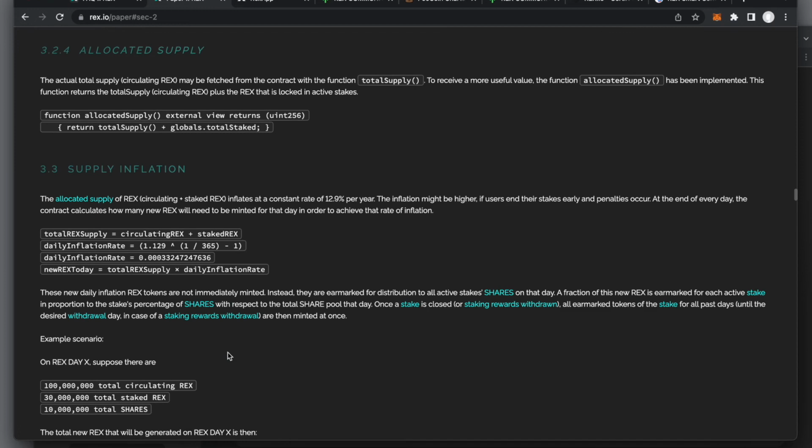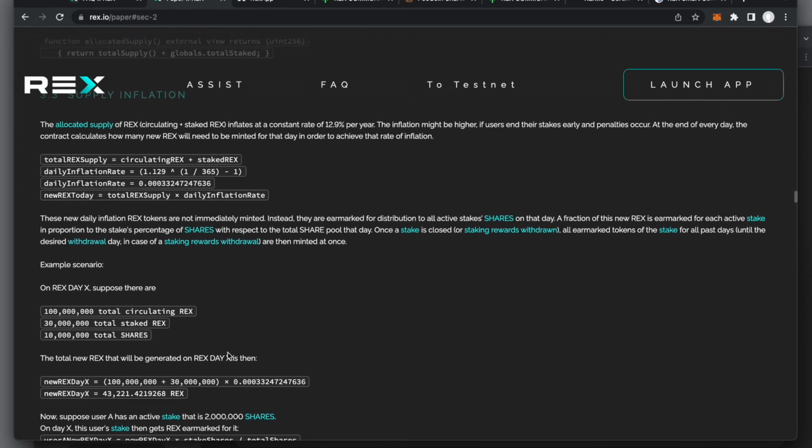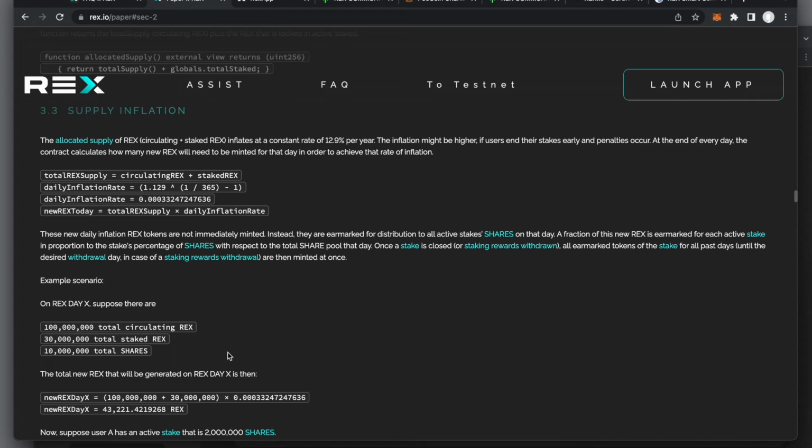All right, section 3.3, supply inflation. This is where he goes through the actual maths of the way that the supply inflates every day. The allocated supply of REX, which is the circulating plus the staked REX, inflates at a constant rate of 12.9% per year. Again, this is where the bug was in the initial REX code. That was supposed to be 12.9% per year or something similar to that, but instead it was per day instead of per year. So it was a hyperinflation scenario that just got out of hand.